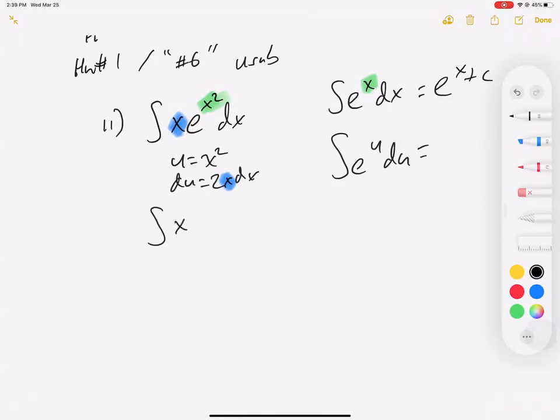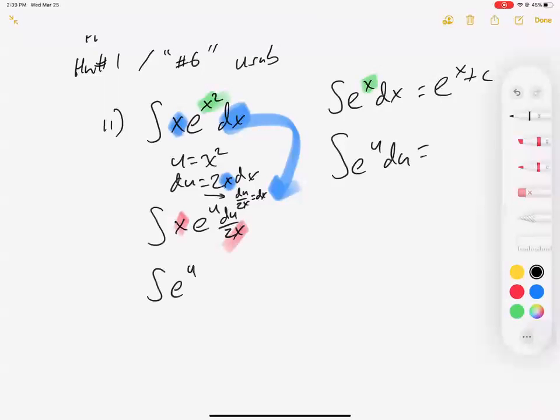Integral x e to the u. Let's solve for dx. Dx becomes du over 2x. That's what happens when I solve for that. So dx is replaced with du over 2x. Something kind of nice: x and x clear out. And if you notice, we only have one type of variable left. Not x's, not a mix of x's and u's, just e to the u du.